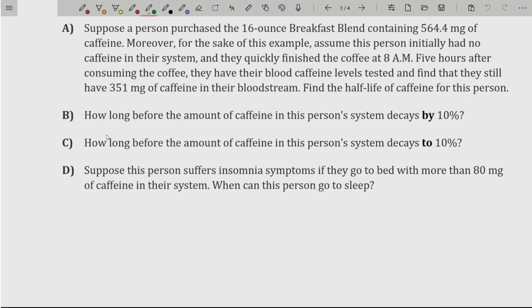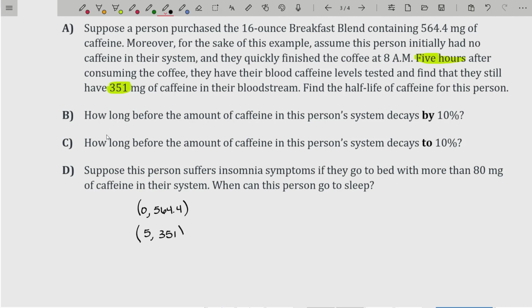So let's go ahead and write out this situation. At time 0, let me use a black ink. I prefer that for my work. At time 0, this person had a 564.4 milligram dose of caffeine. And then 5 hours later, right here, so at time 5, they got tested and found that they still have 351 milligrams of caffeine in their system. So at 5 hours, they still have 351 milligrams of caffeine in their system.